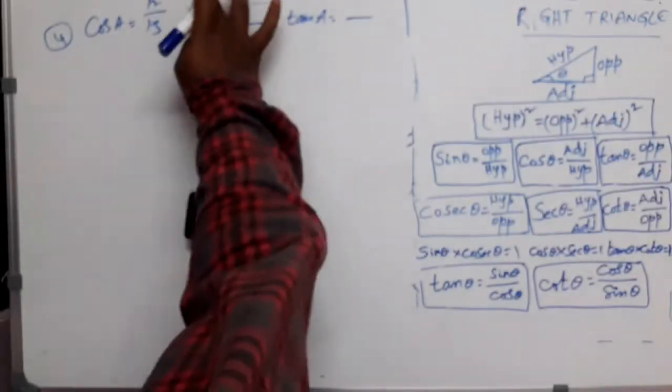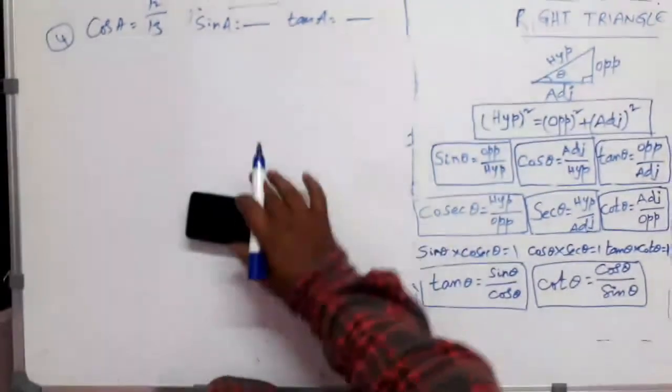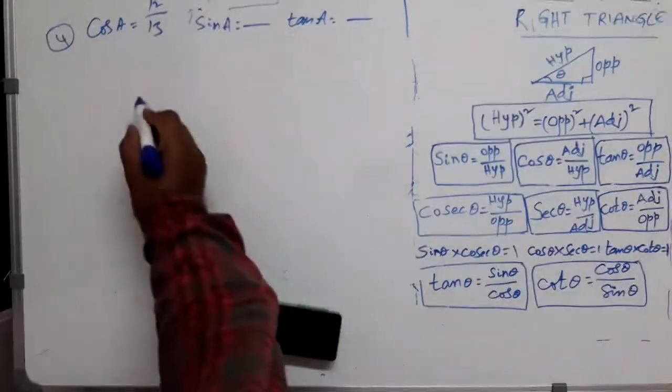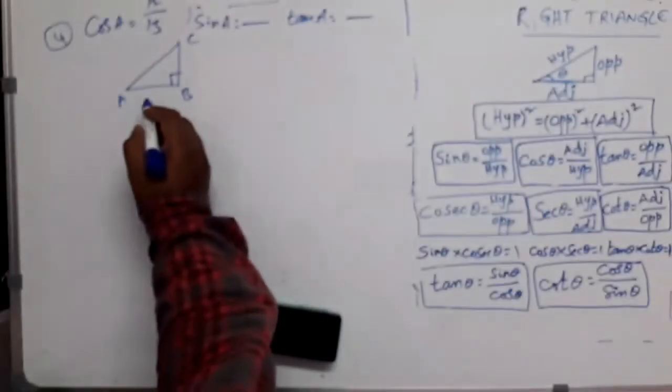Cos A is 12 by 13. That is given. Sin A is dash, tan A is dash. So, let us see. Be careful. ABC is the right angle triangle. Cos A is 12 by 13. So, what shall we take?